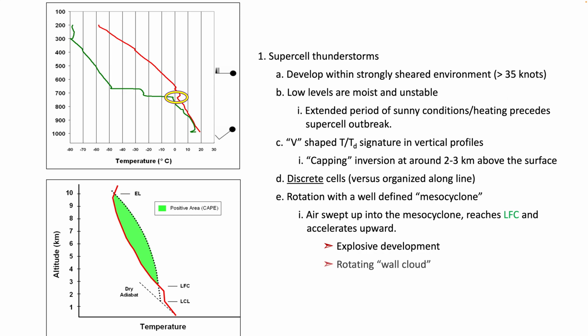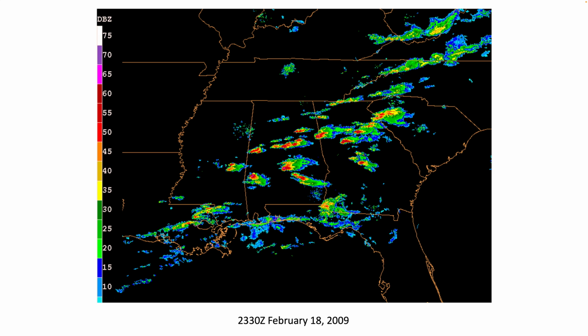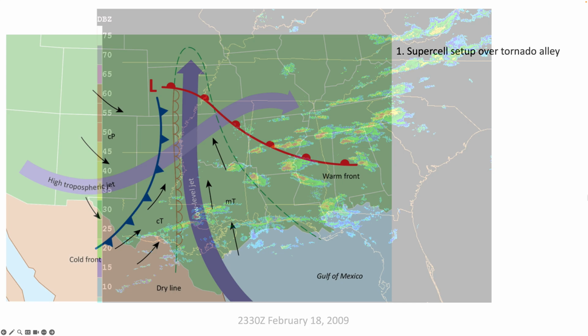We get explosive development, and we get something called a rotating wall cloud, which we'll take a look at in a few slides. And then we typically will get tornadoes, when they do occur, lowering from our rotating wall cloud. Here's an example of supercell thunderstorms on a day in February in 2009. This was a day of a pretty big tornadic outbreak in the southeast U.S., and you can see them over Mississippi, Alabama, Georgia, South Carolina, the northernmost panhandle of Florida, and even into Louisiana, although we do have a little bit of a linear structure here in Louisiana.